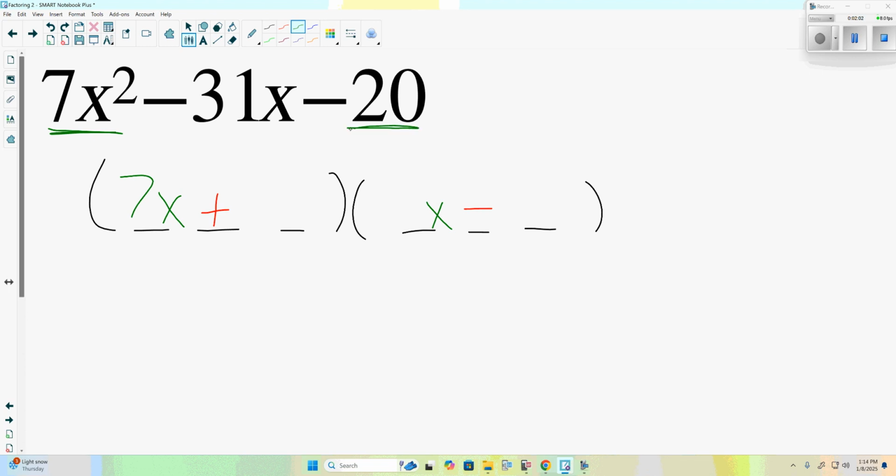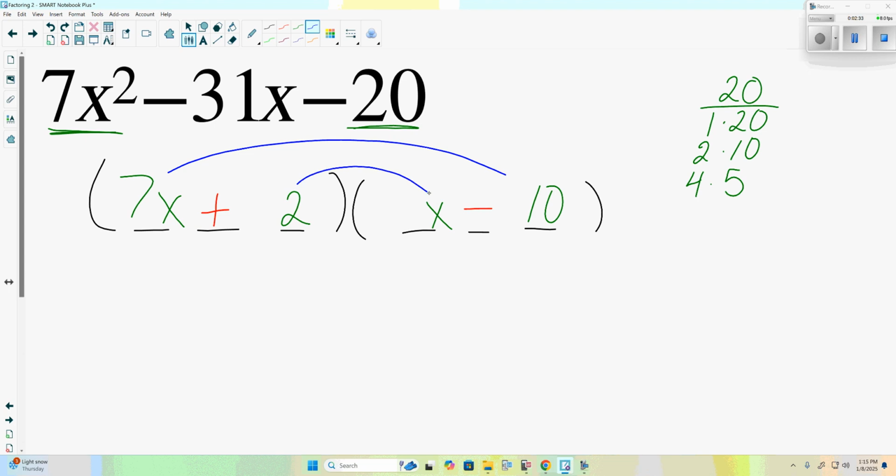Our third term is 20. Now there's a few more factors of 20, because we do have 1 times 20, but we also have 2 and 10, and 4 and 5. Which one of these do we want to try first? We can try 2 and 10, then we'll go to 1 and 20.